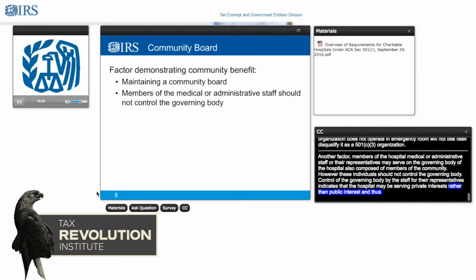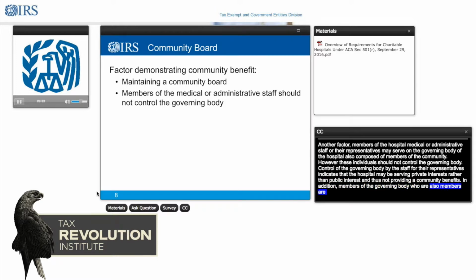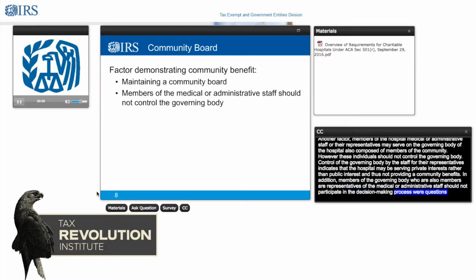In addition, members of the governing body who are also members or representatives of the medical or administrative staff should not participate in the decision-making process where questions of inurement or private benefit to members of the medical or administrative staff might arise, particularly such as compensation. However, other areas that are within the particular expertise of the members of the medical staff, such as appropriate medical treatment and medical research or education, may be subject to their unrestricted control.